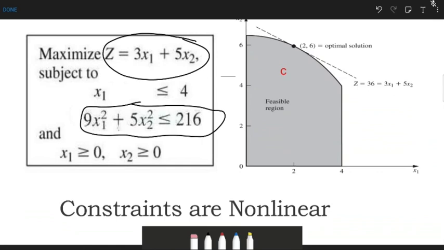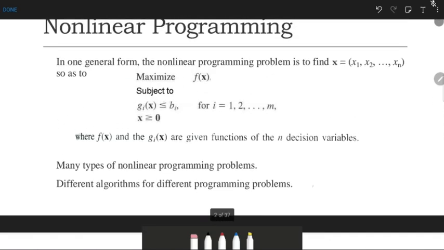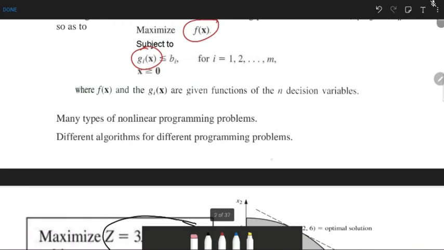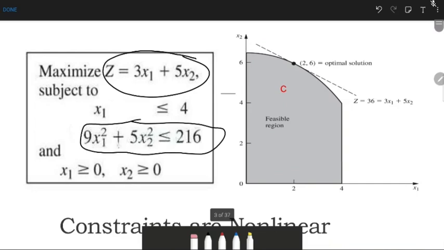Constraints are non-linear. Are you sure though? Let me just see the general form. Okay, they did mention f and the constraints, the objective function or the constraints. If any of these is non-linear, then the problem becomes non-linear. This is an example where the objective function is linear, but constraints are non-linear.